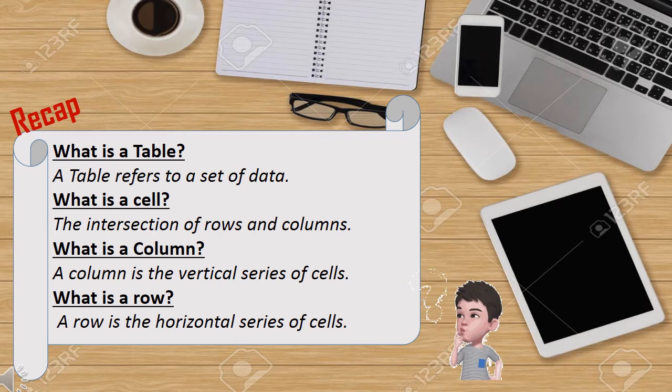And what is a column? A column is the vertical series of cells in a table. And what is a row? A row is the horizontal series of cells in a table. Hope it is clear to all of you. You can also read page number 90 and recall your things. Okay?